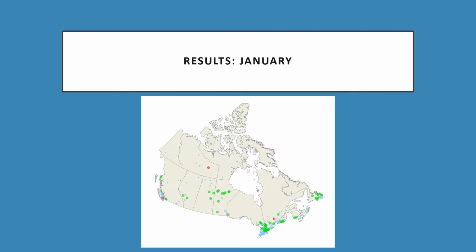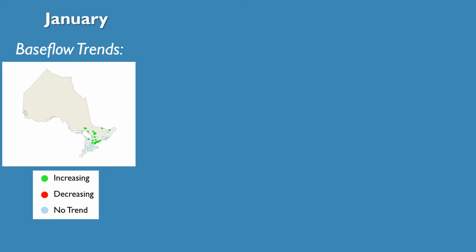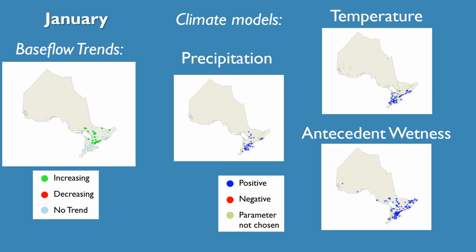Results varied by region and calendar month. Our focus today is Southern Ontario, so I've highlighted trends in this region. First, I'll look at January, which is representative of other winter results. Here we see increased baseflow trends in the eastern part of the province, south of Sudbury. The three climate parameters generally show positive correlations in the same areas, illustrating the impact of warming and increased precipitation. Antecedent wetness has the widest impact.